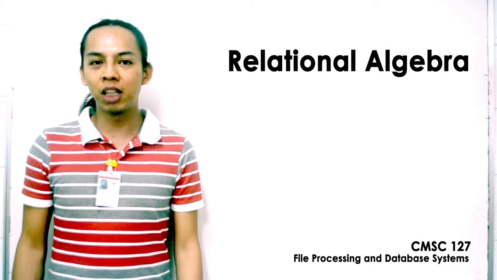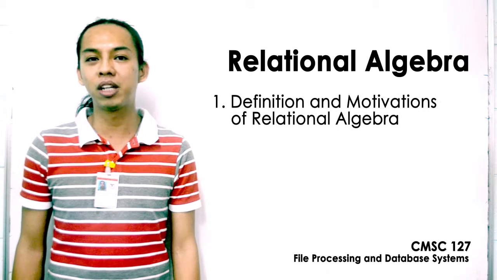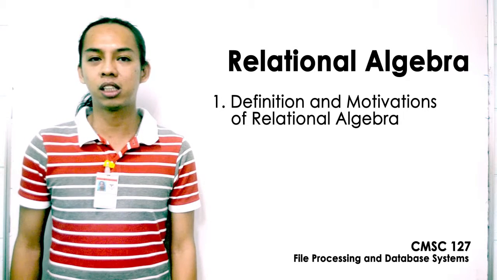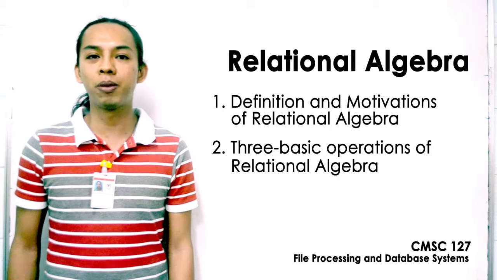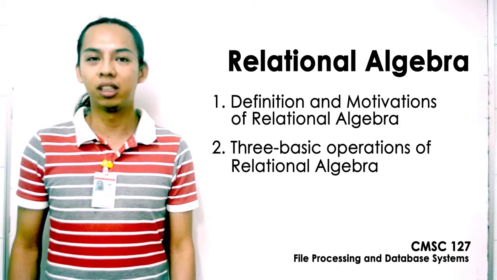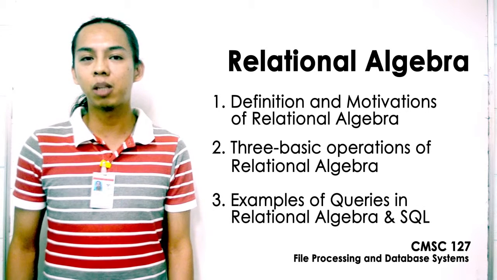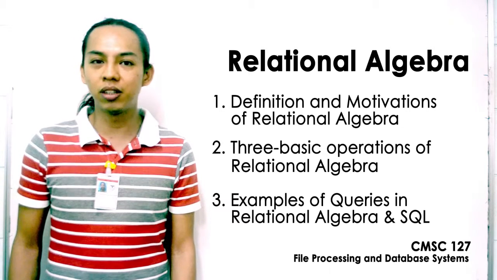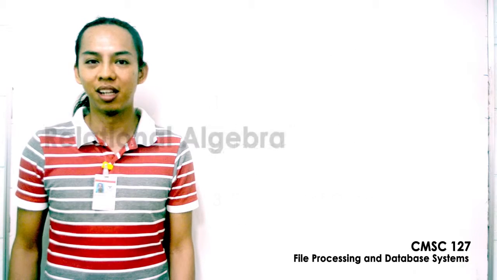Before we continue, let me just give you an outline of what to expect from the lecture. Number 1, we will first define what relational algebra is and provide you with motivations or reasons why we need to study this topic. Number 2, we will define and give you the 3 basic operations of relational algebra. In particular, they are the project operation, the select operation, and the rename operation. Number 3, we will give you some examples of how to create and express your queries written in relational algebra form and in SQL form. So, are you ready? Let's begin!